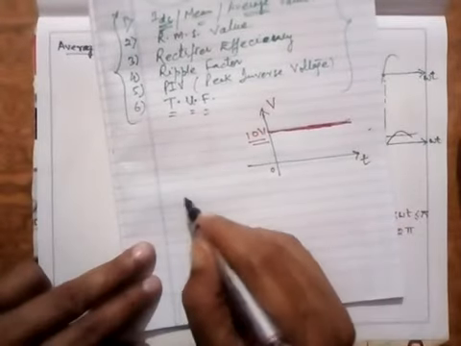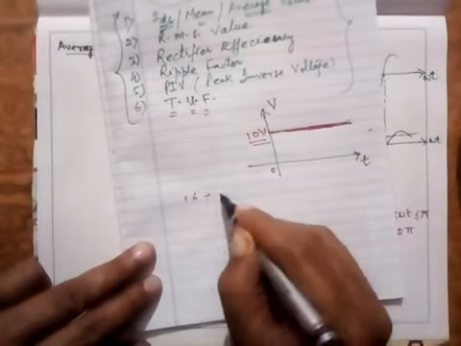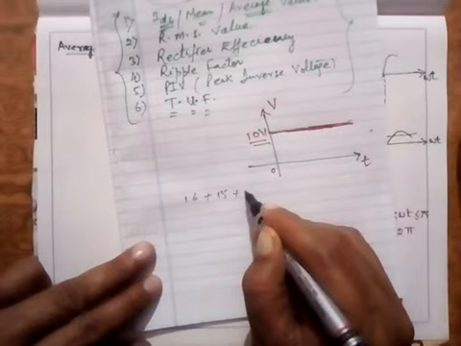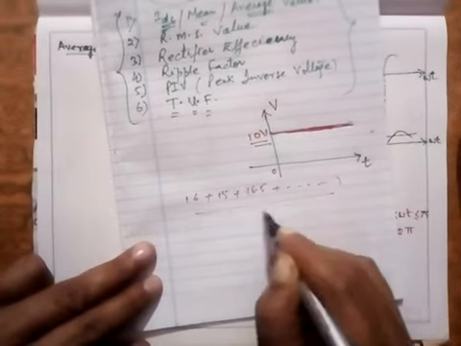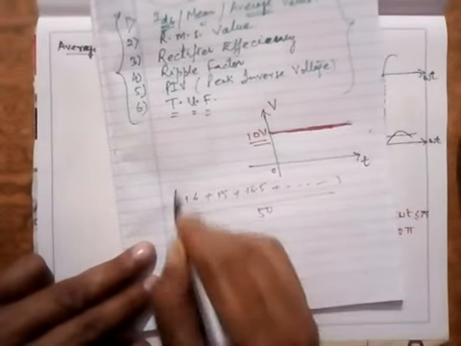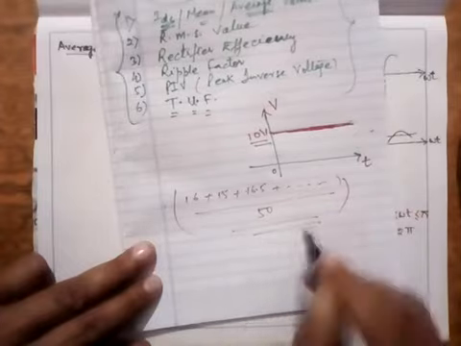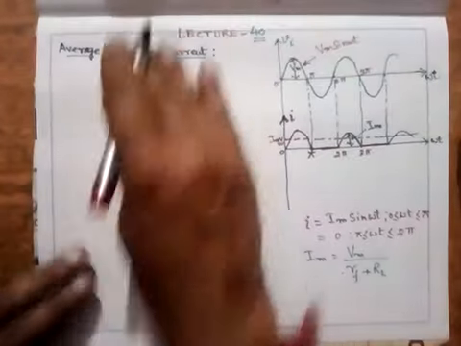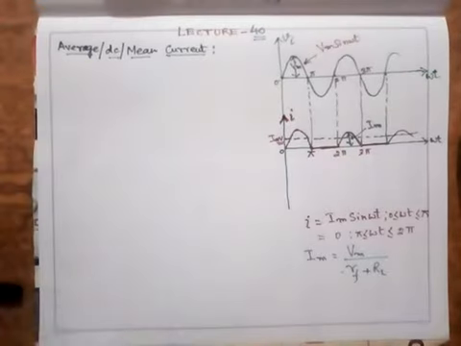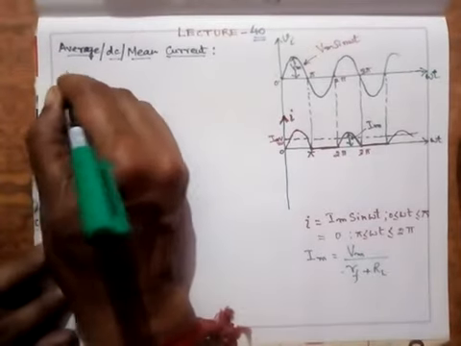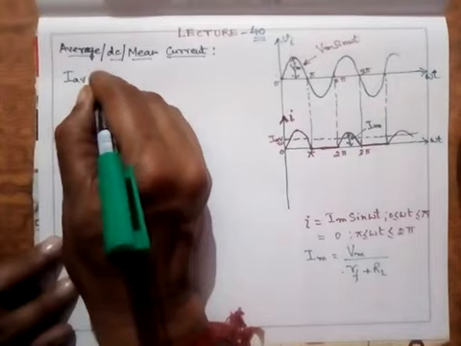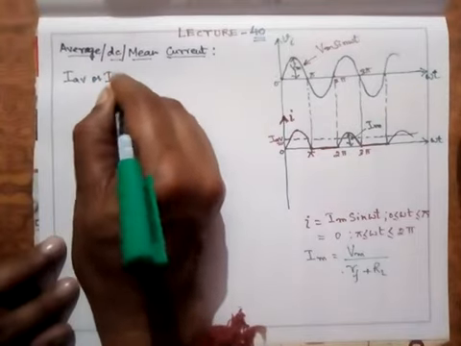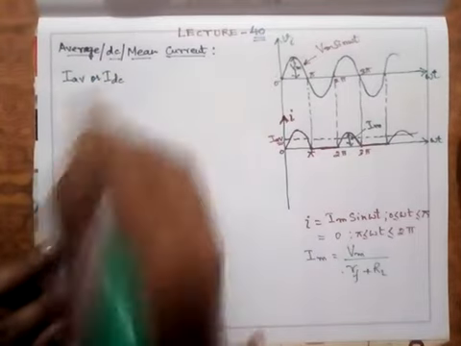You simplify it: one has age 16, another has 15, another has 16.5. I add all of them and divide by the number of students. That is how you find the average of a discrete term. But since it is a continuous function, now I'll find the average value. I represent this by I average, or I say it is IDC. In many books it is written I average or IDC.